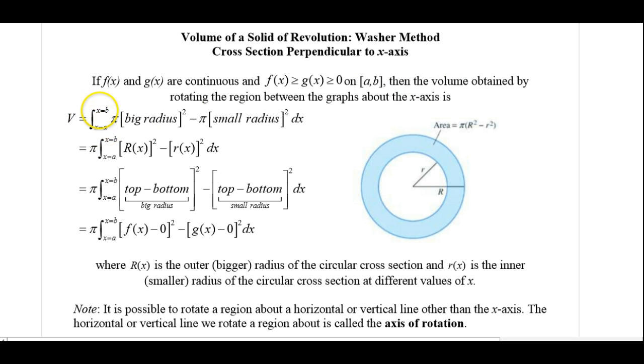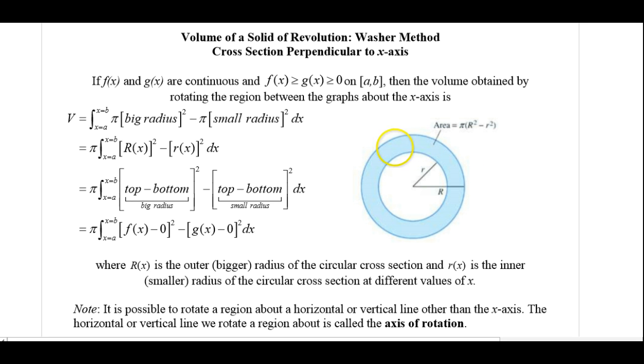our volume formula is going to extend from a to b, and then I want to focus on this first line for a minute. So I have pi times the big radius squared minus pi times the smaller radius squared. So I want to think about that. Let's think about one individual cross section for a second. So this is one cross section, this is one washer.